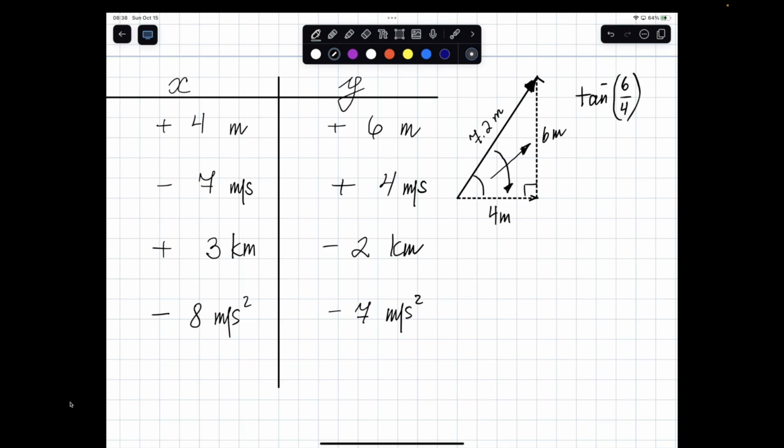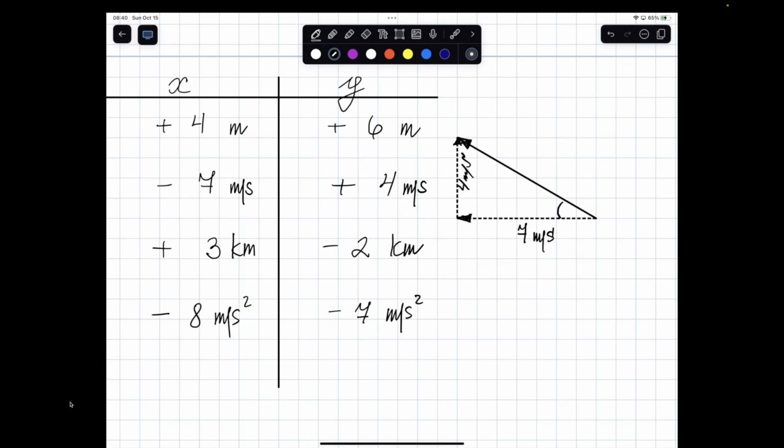Make sure that your calculator is in degrees. I will remind you that on the test and on the quiz. It will be 56 degrees. If I look at my 2 components, 4 meters positive, that's to the right, 6 meters positive, that's up. Then my vector itself is 7.2 meters at 56 degrees to the horizontal.